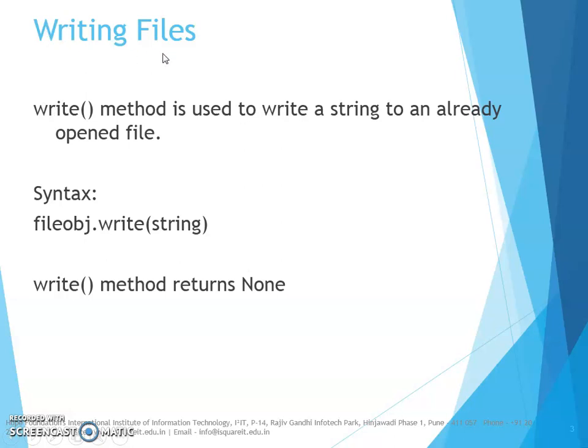We'll start with writing the data to the file. The write method is used to write a string to an already opened file. The syntax for writing the data is file object dot write. In round brackets, we have to specify the string that we want to write in a file. This write method returns none.